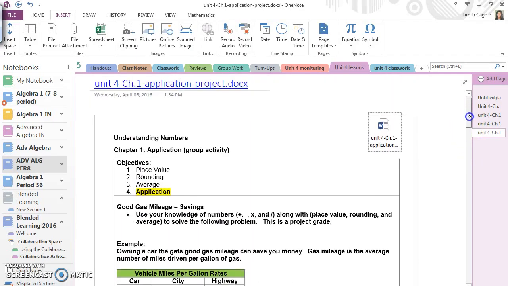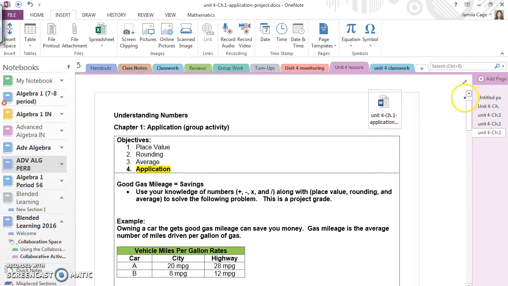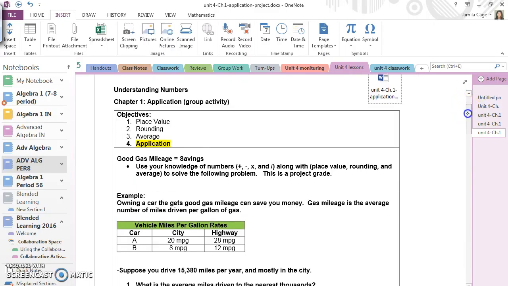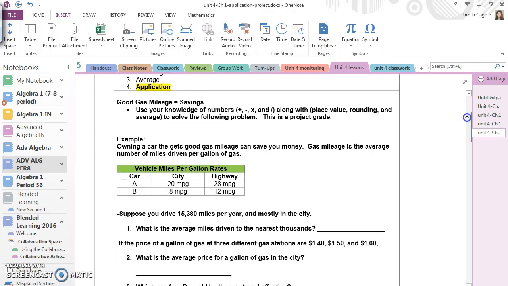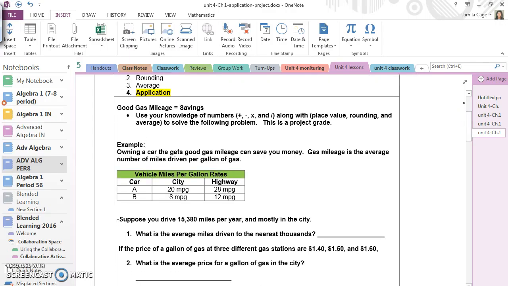Okay, so we are now entering into Chapter 1, the application portion. In this lesson, you will use basic facts, operations of adding, subtracting, multiplying, and dividing, along with your previous lessons of place value, rounding, and averaging in order to solve real-world application problems. The first example, we're looking at owning a car that gives good gas mileage, which can save you money.